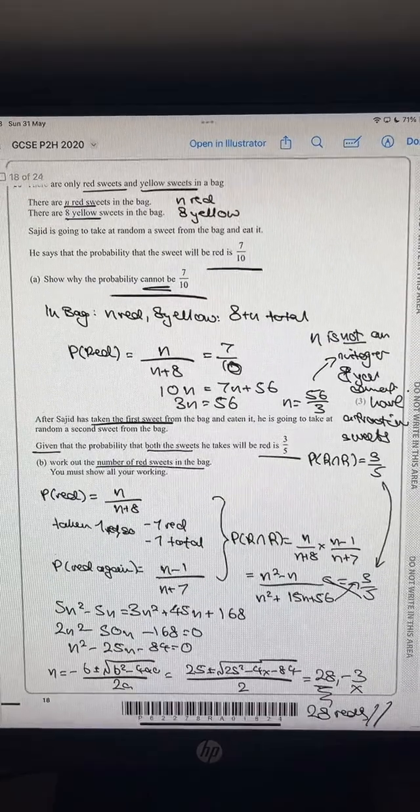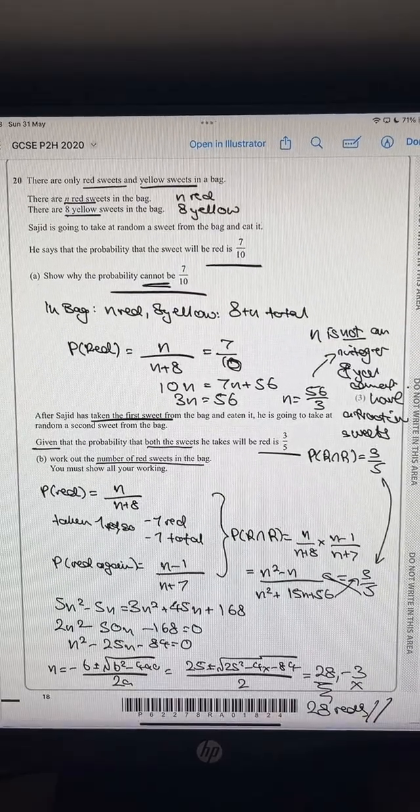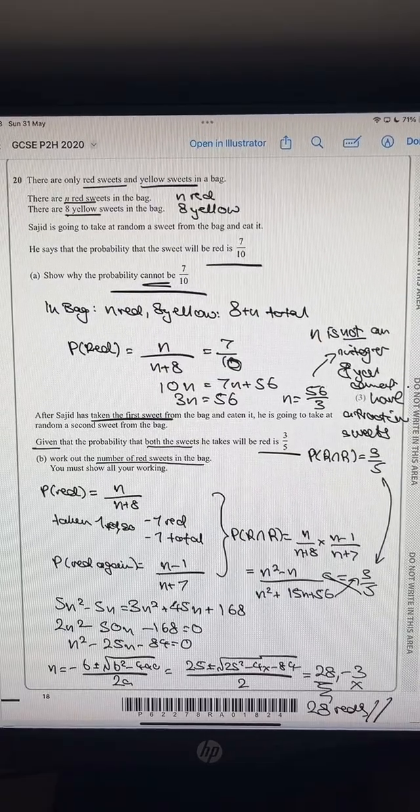An alternate way would be finding the total number of sweets and then just subtracting the number of yellows, but this way, in my opinion, makes more sense.